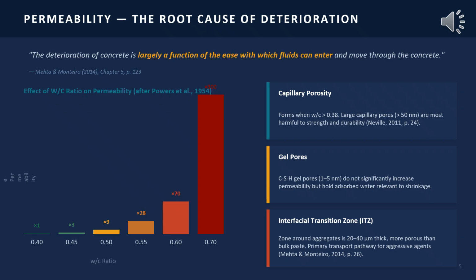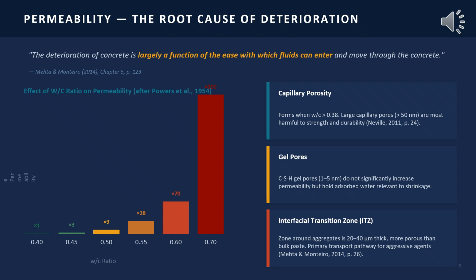Aggressive agents, chlorides, sulfates, CO2, water need to physically migrate into the concrete to cause damage. If we can slow or block that migration, we can dramatically extend service life. So, what controls transport? The pore structure of the hardened cement paste.